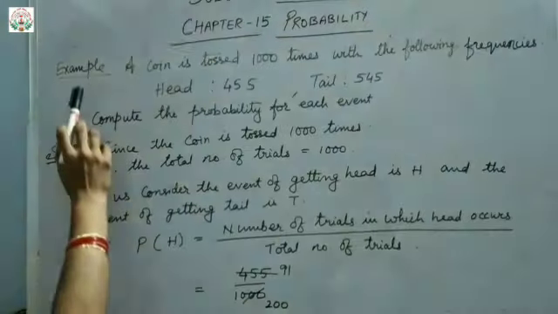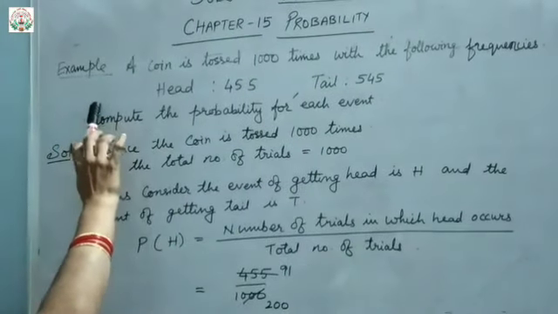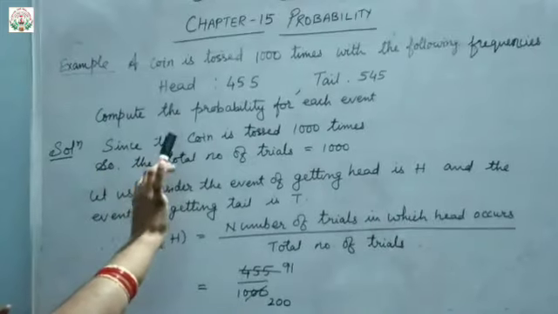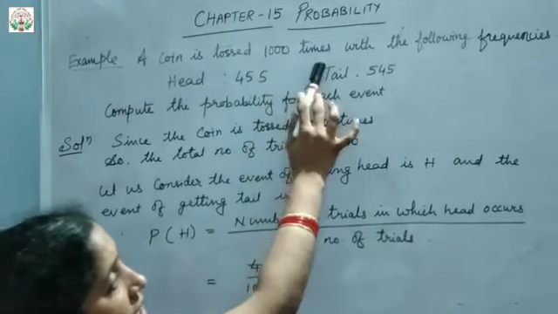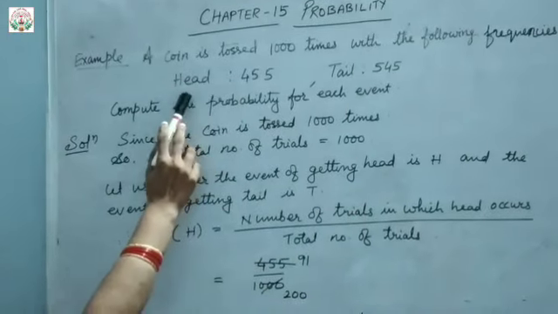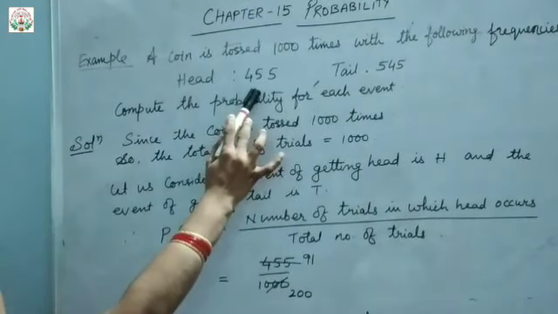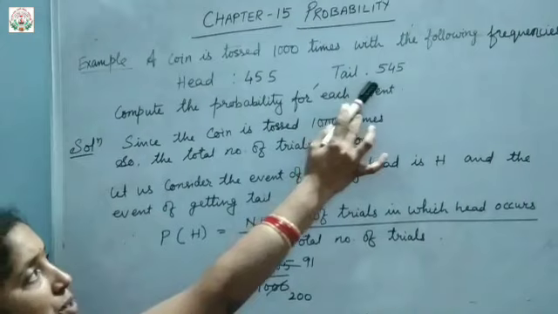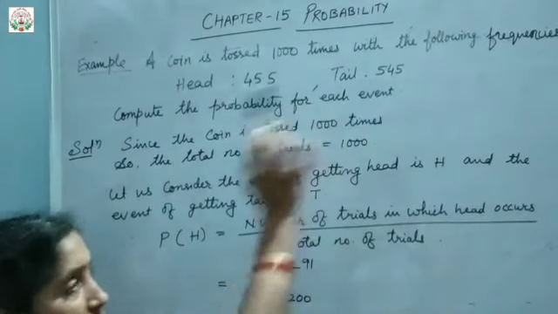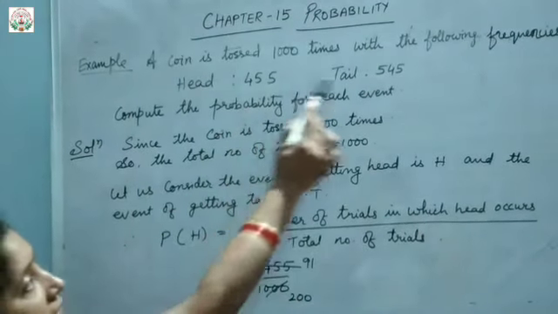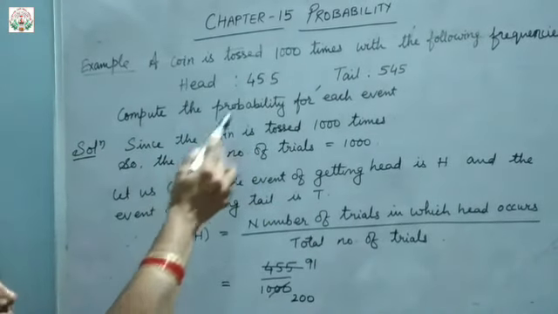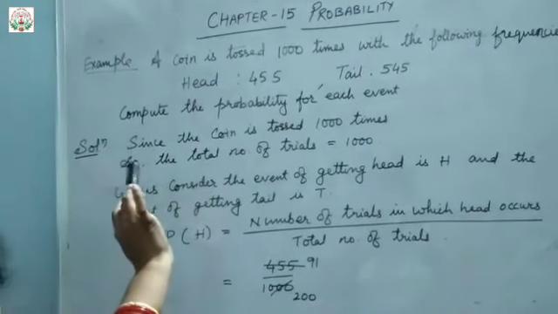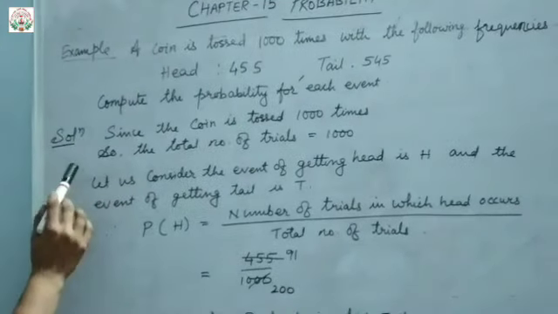Good morning, children. First example we'll see so that we can understand the topic probability. What is that question? A coin is tossed 1000 times with the following frequencies. How many times head appeared? That is 455, and tail appeared as 545. Okay, so when you add these two, head and tail occurrence, what you will get? 1000 times only. Clear?